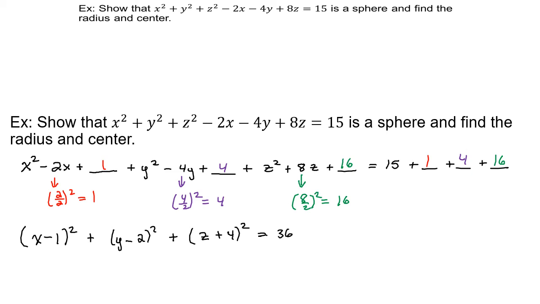And now I have it in the standard form of an equation where my center is the point 1, 2, negative 4, and my radius is the square root of 36, which is 6. And that's my answer. So hopefully that's not too bad.